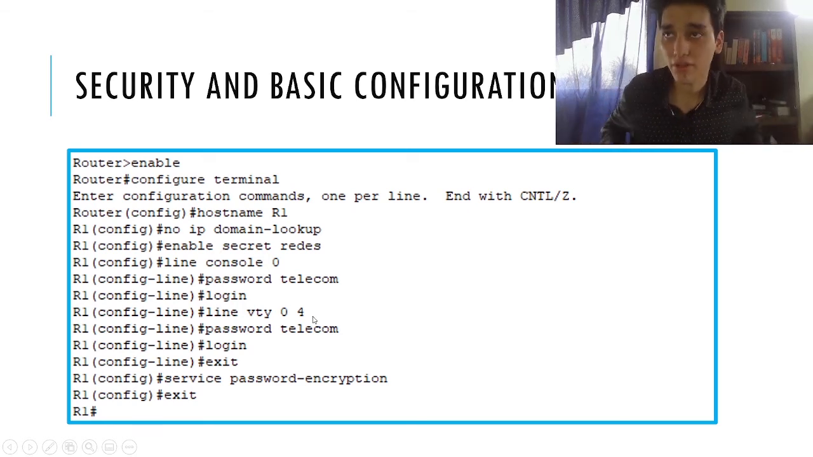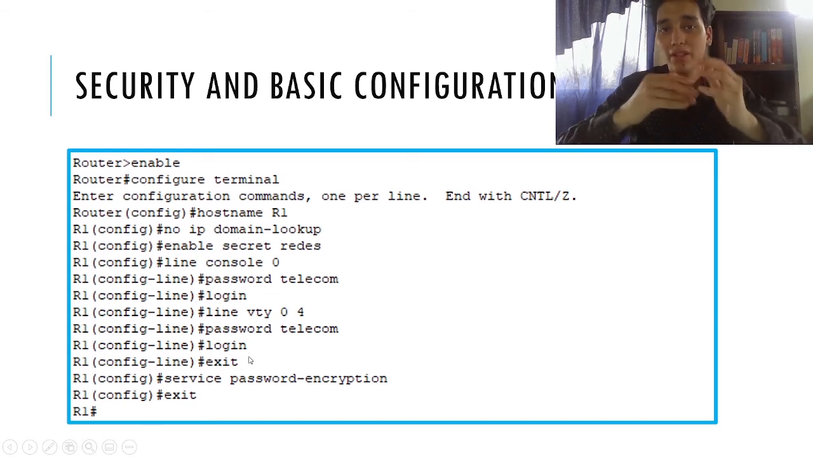What is VTY 0 4? It is for the connections from Telnet. This says that we have 0 to 4, so 5 VTY lines that we want to protect from Telnet. That is when someone puts a wire from a computer onto the router and wants to log in. And we put the password telecom, login and exit.